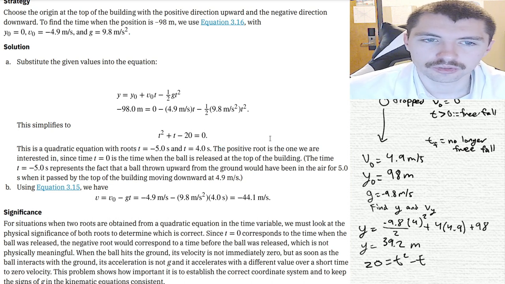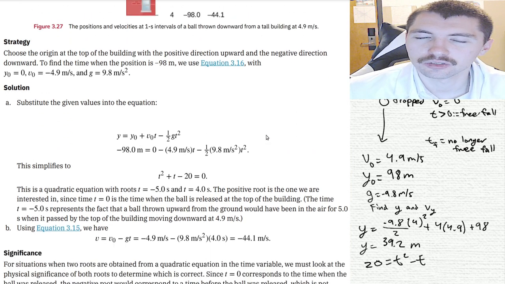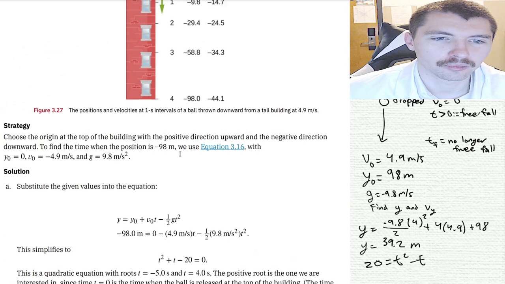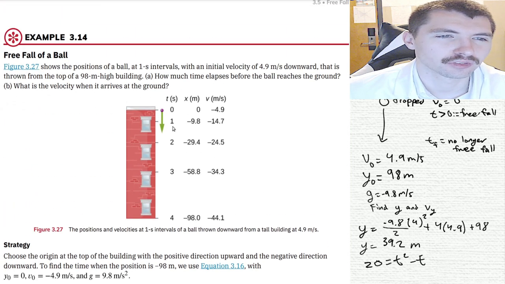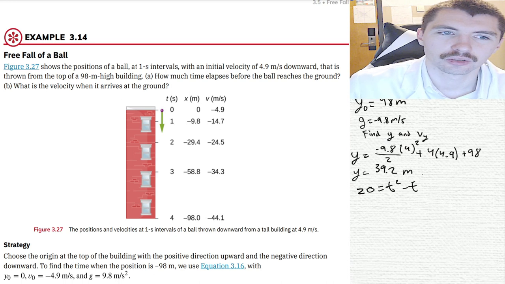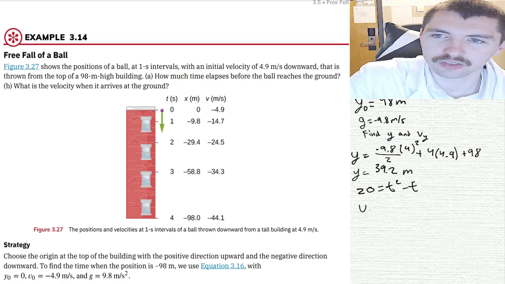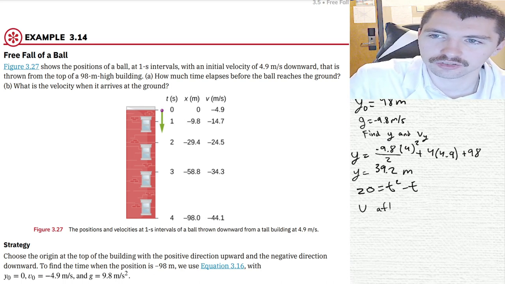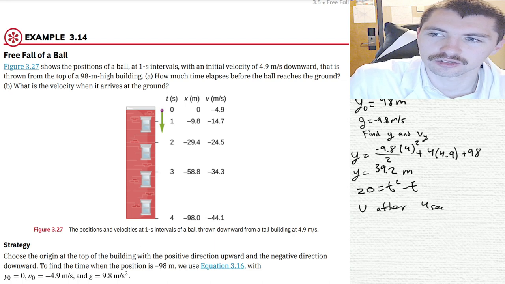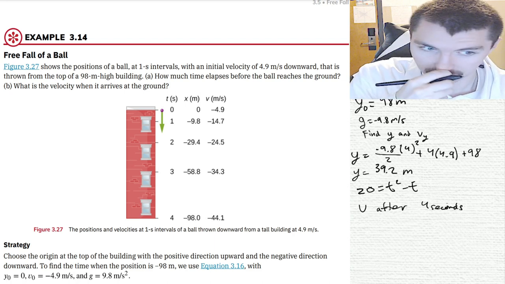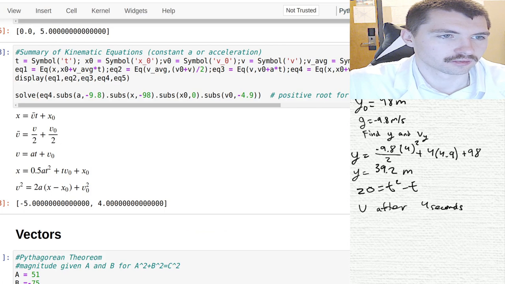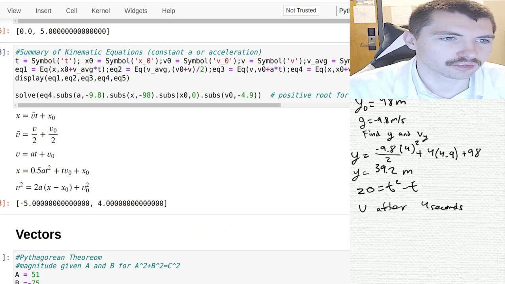So now we know t. What else did we want to know? We wanted to know the velocity when it arrives at the ground. So we want the velocity after 4 seconds. Okay, velocity after 4 seconds.